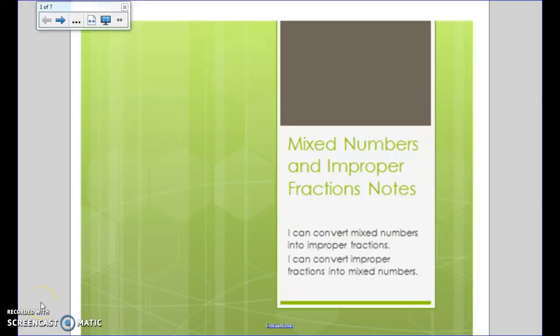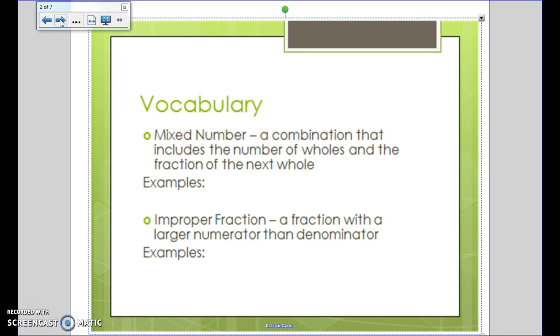This is Mr. Gillum, and today we're going to do a little review on mixed numbers and improper fractions. So by the end of this video, hopefully you can convert mixed numbers into improper fractions, or you can change improper fractions into mixed numbers. So let's start by just reminding ourselves what a mixed number is.